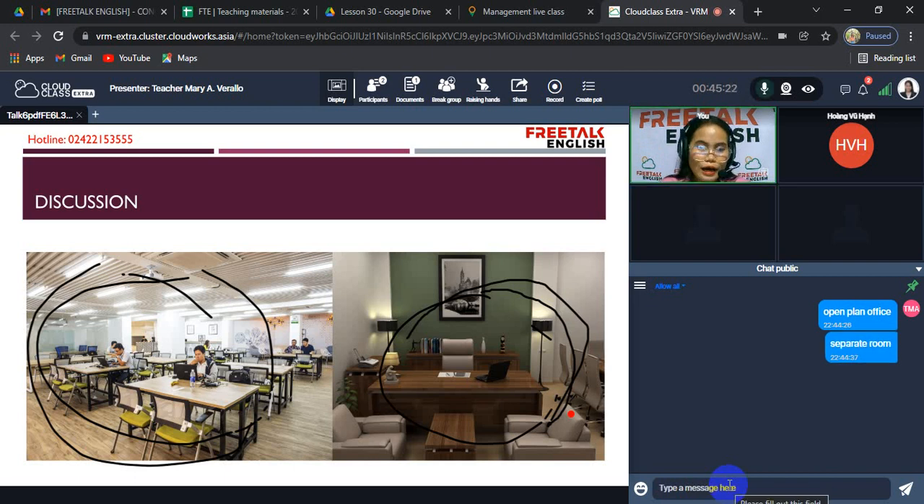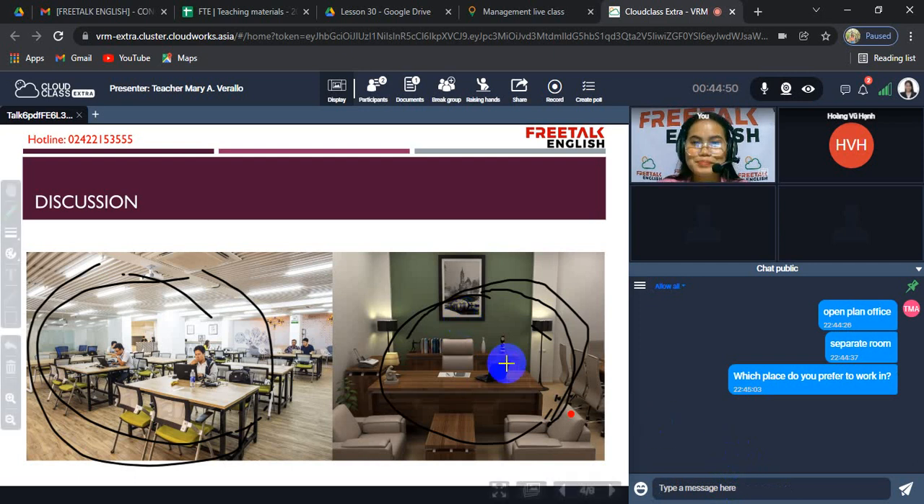Now, based on the rooms that we tackled, the open plan office and the separate office, which place do you prefer to work in? I think private, because you can concentrate on your work without any noise around or anything disturbing. Okay, very good. So you choose the separate room. Yes, we have the same choice, because there's no disturbance. You can focus on your work.